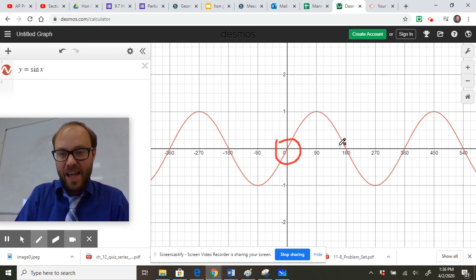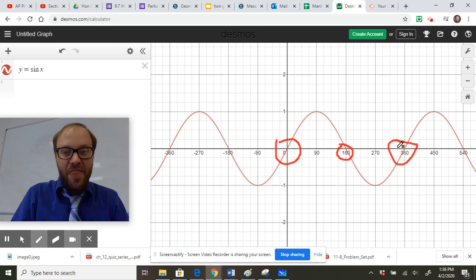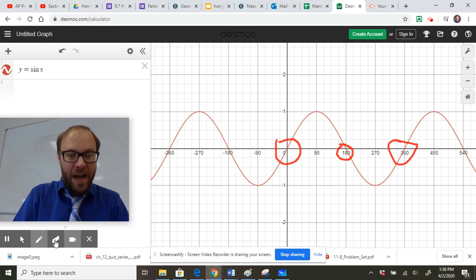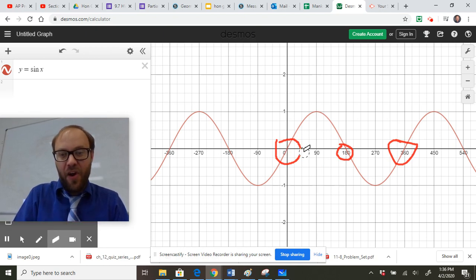It crosses the x-axis at 180 degrees, and it crosses at 360. Or if you're working in radians, it would cross at 0, pi, and 2 pi radians. That's really important to know. Some other things are also pretty important to know.